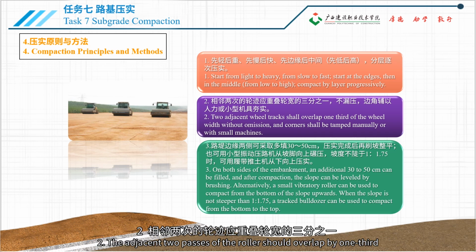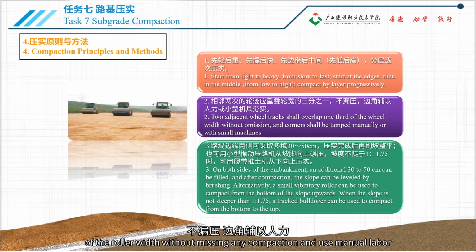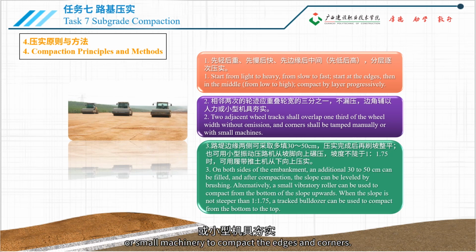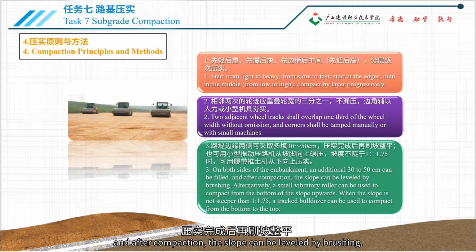2. The adjacent two passes of the roller should overlap by 1/3 of the roller width without missing any compaction, and use manual labor or small machinery to compact the edges and corners. 3. On both sides of the embankment, an additional 30 to 50 centimeters can be filled, and after compaction, the slope can be leveled by brushing. Alternatively, a small vibratory roller can be used to compact from the bottom of the slope upwards.